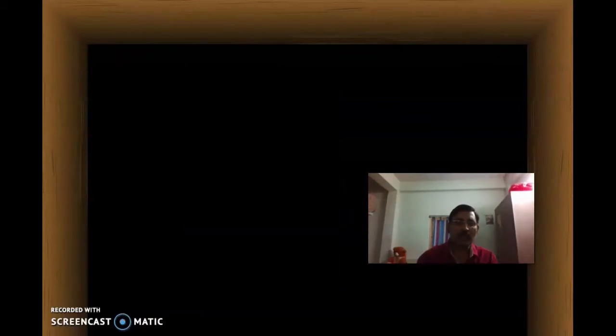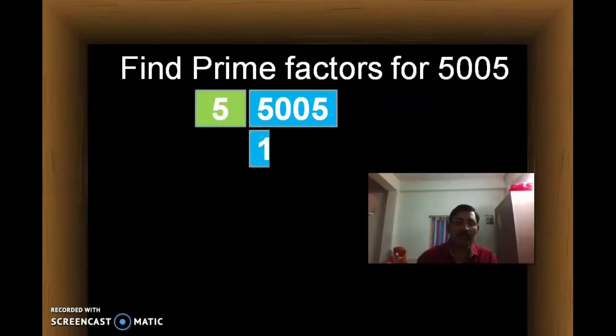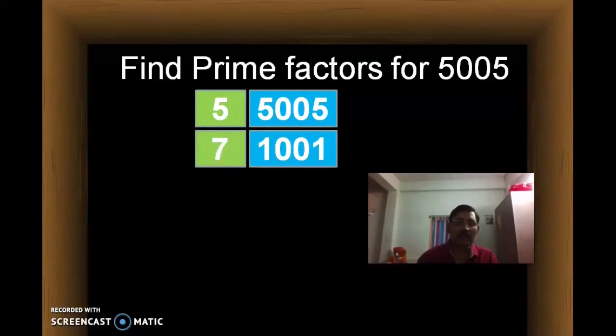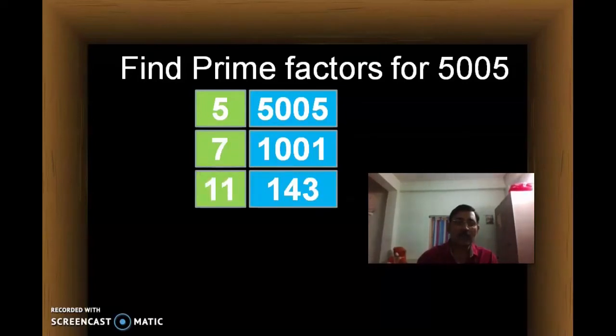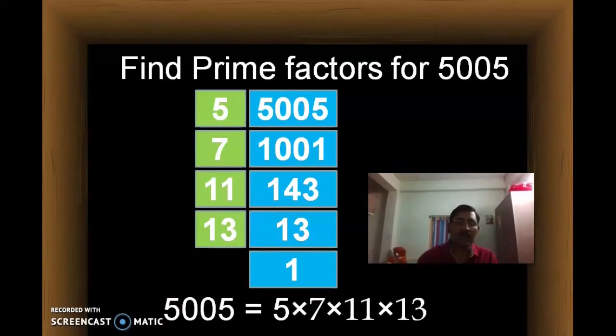Now let us see one more example. Find prime factors for 5005. 5005 is clearly divisible by 5, so we get 1001. Then 1001 is divisible by 7, and we get 143. And 143 is divisible by 11, and we get 13. And 13 is divisible by 13 one time. So here clearly we can observe that for 5005 the prime factors are 5 into 7 into 11 into 13.